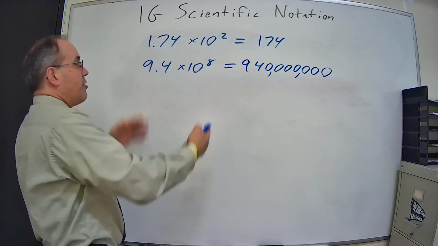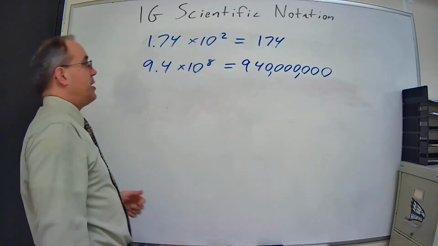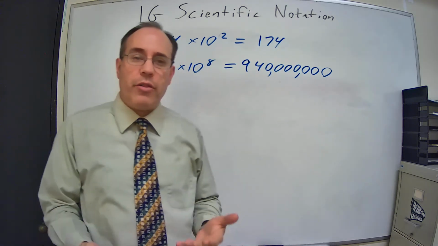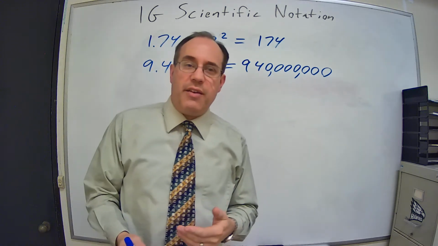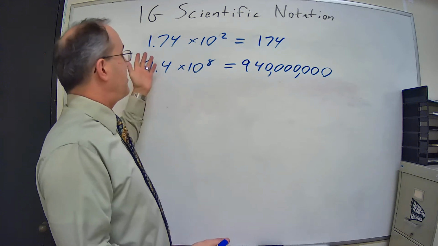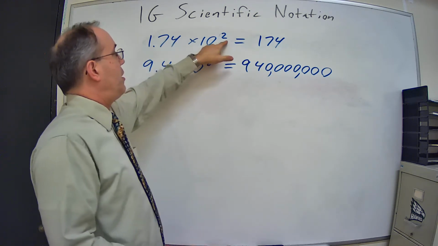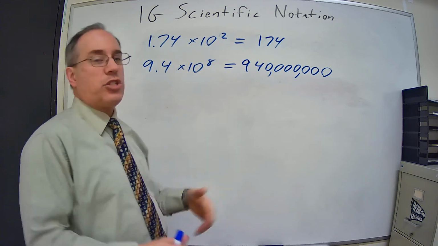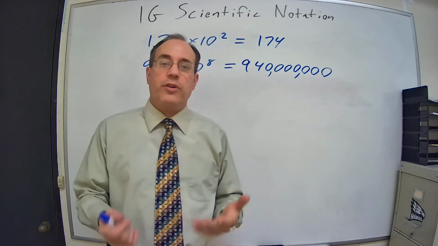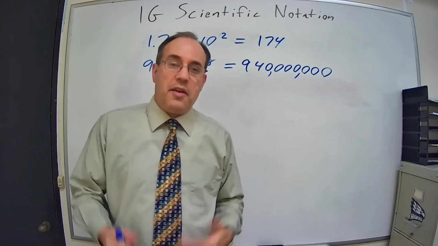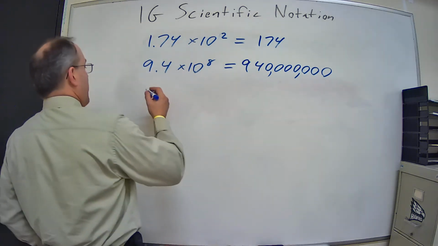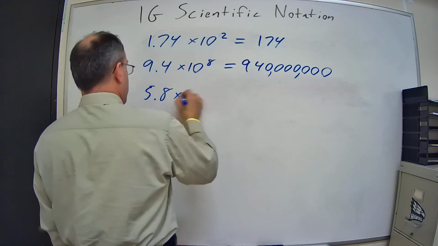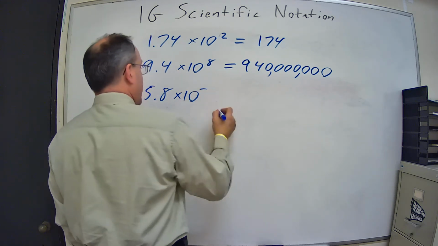So not too bad going from scientific notation to larger numbers. Well, how does that work with smaller numbers? Remember I said that if we're representing a large number, then the power is going to be positive. If we're representing a small number, the power is going to be negative. So let's have an example of that. 5.8 times 10 to the negative 3.